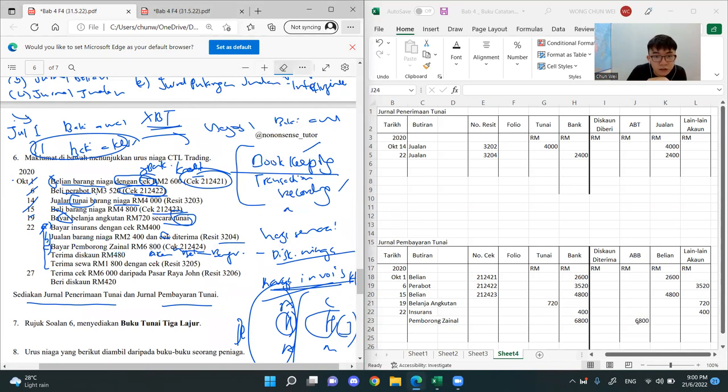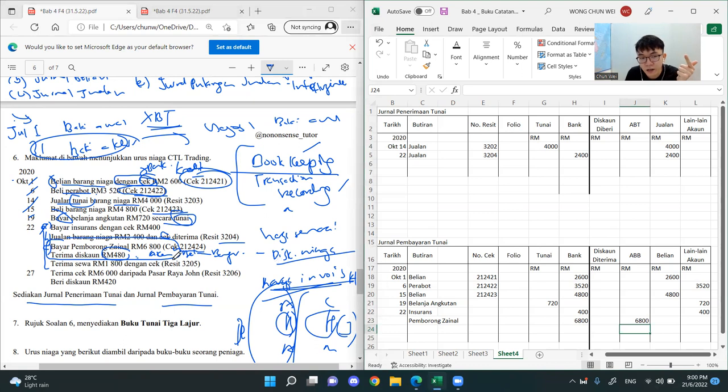I didn't see this one. Okay. So, there is actually a discount diterima. Can you see? This is actually together one. So you buy a pemborong Zaina 6,800 ringgit, then you terima discount 480 ringgit daripada Zaina. Maksudnya here the account belum bayar should be how much? The account belum bayar is actually you buy a 6,800 and then you determine this of 480, it should be 7,218.